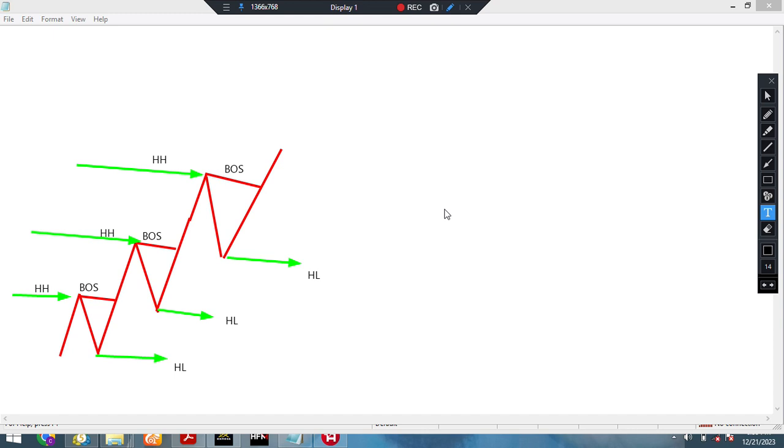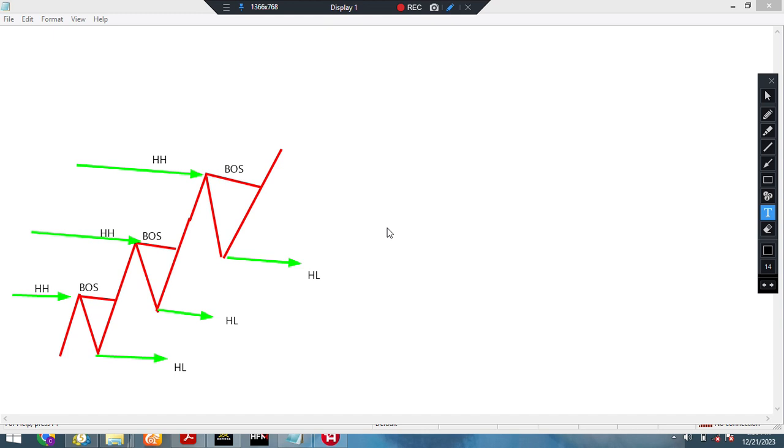What it means is that this low here is higher than this low here. This high here is higher than this one here, and this one is higher. So you'll be seeing higher highs and higher lows. Then the opposite is for a bearish move. The opposite happens in a bearish move.